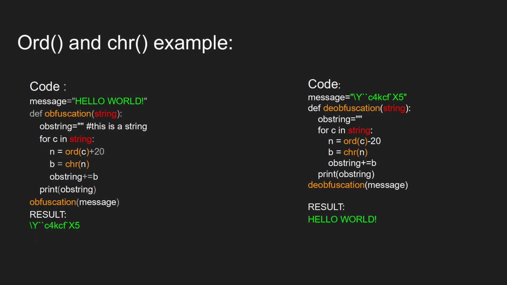So our client will only have the message that is not understandable, and he will have the deobfuscation function. And it's pretty much the same. Here we created a deobfuscation function that takes a string, and we have a local variable that is obstring, and for every character in this string, we're gonna convert the character to a number, an integer, and we're gonna subtract 20 from it. Then we're gonna turn it back to a character. Lastly, we add the character to the obfuscated string, and we print the results.